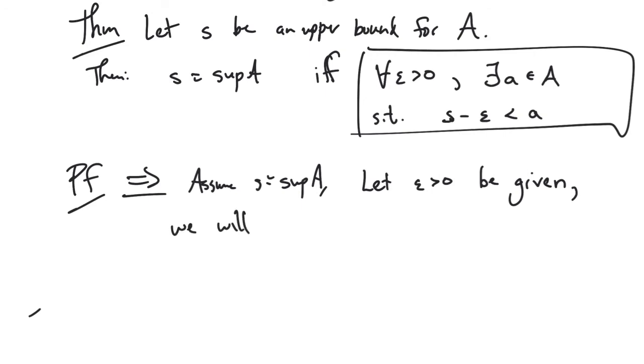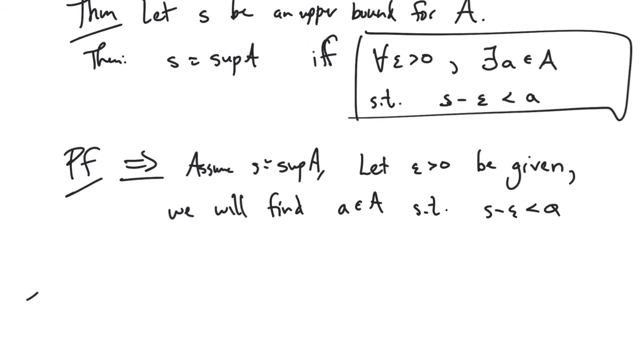We in fact need to demonstrate that there exists some element A which has this property. So I'm going to say we will find A in the set such that S minus epsilon is less than A, right? This is what we have to do. So imagine that epsilon is any number greater than 0, and we have to find some element from the set that obeys that S minus epsilon is less than A. All right?